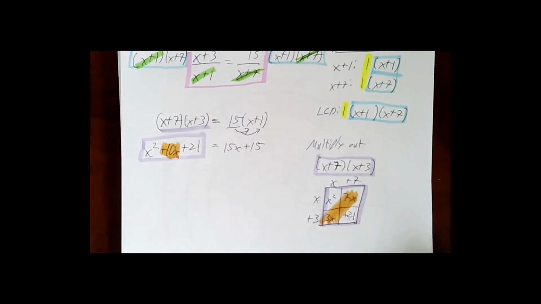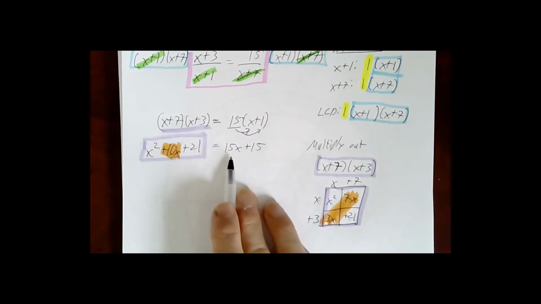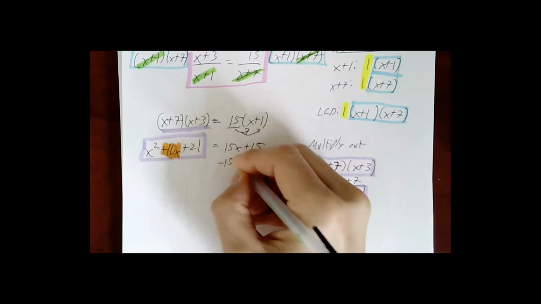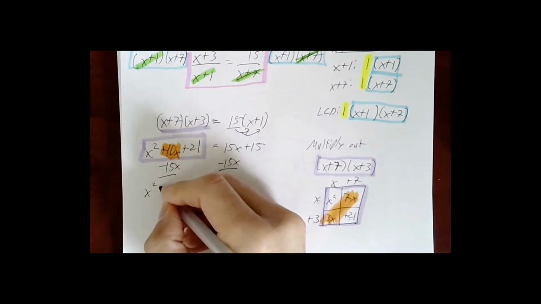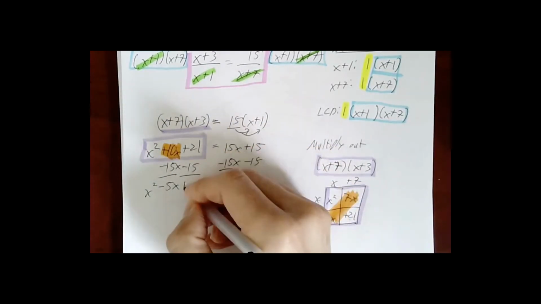According to my steps, I want to move all my terms to one side since I'm left with a quadratic. So that means I want to move everything to one side and make a 0 on the other. So I'm going to take this 15x and I'm going to subtract it from both sides. That's going to give me x squared minus 5x. And I might as well in the same step move this 15 as well. So minus 15, this will equal positive 6.